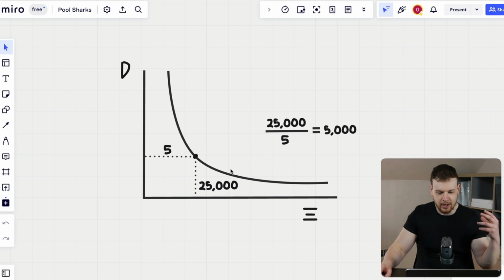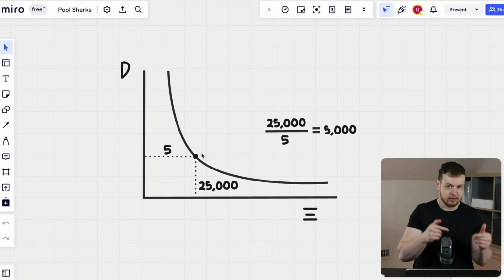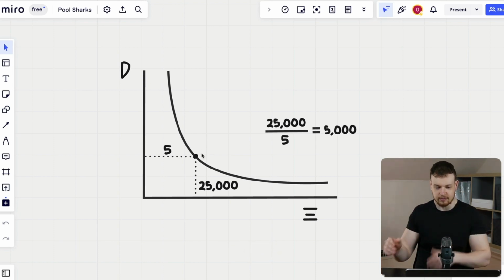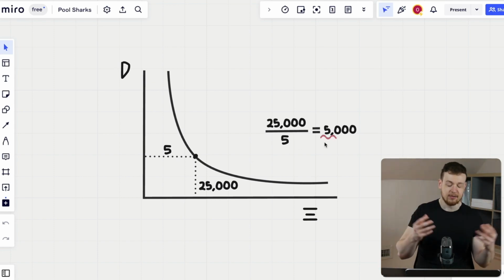So we're going to begin with this exact X times Y equals K curve drawn out here. And we have a particular point on this curve where you can see we have 5 of the X-axis token, which is Ether in this case, and we have 25,000 of the Y-axis token, which is DAI in this case. And then you can see at this point on the X times Y equals K curve, we have a price of 25,000 DAI right here, 25,000 DAI for 5 Ether. And so that's a price of 5,000 DAI per Ether.